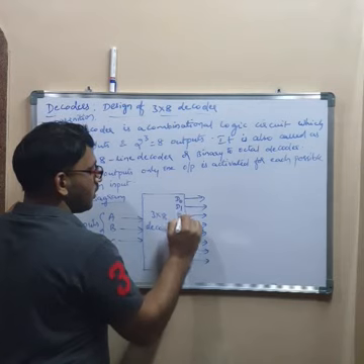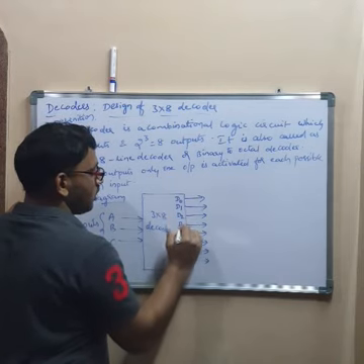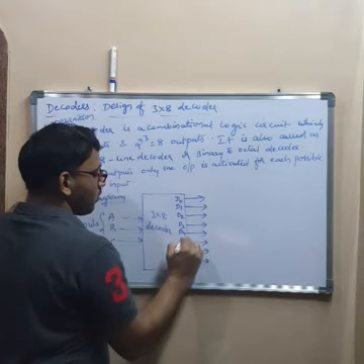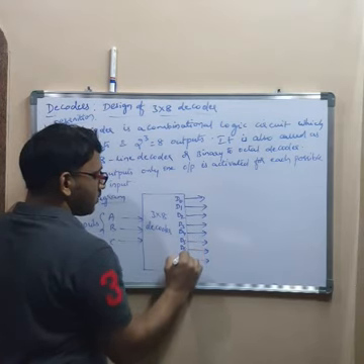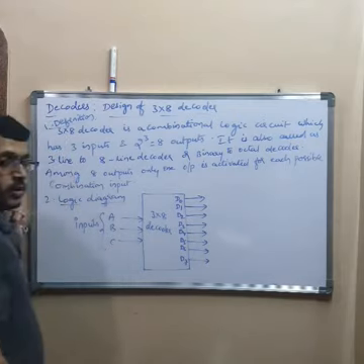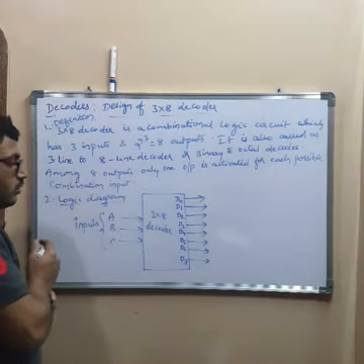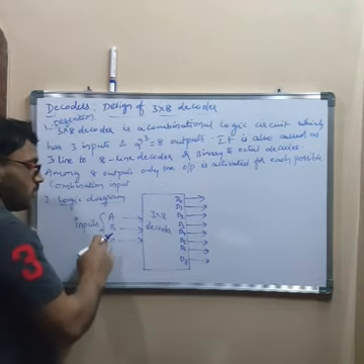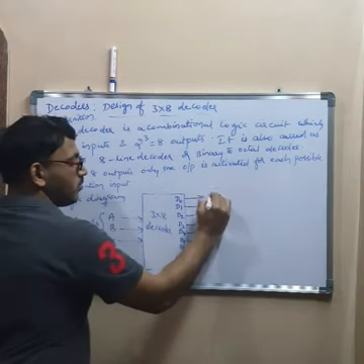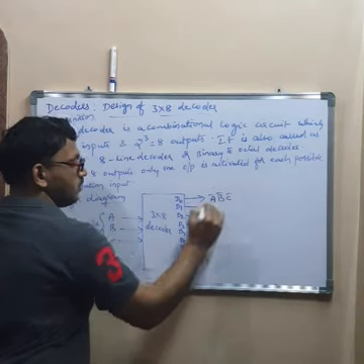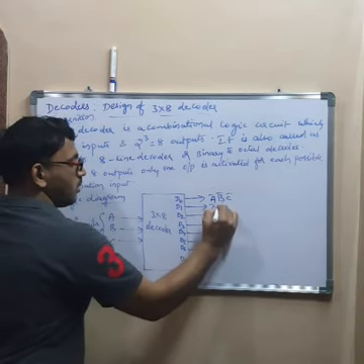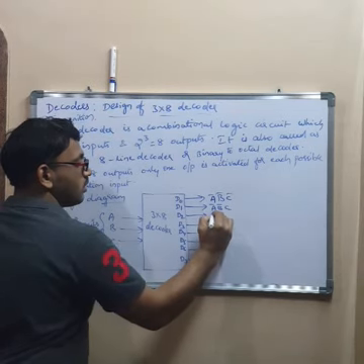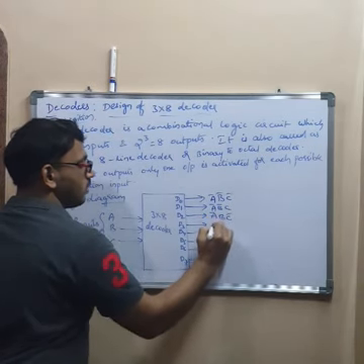D0, D1, D2, 3, 4, 5, 6, 7, right? 0 is nothing but a minterm, A bar, B bar, C bar. 1 is nothing but A bar, B bar, C. 2 is nothing but A bar, B, C bar.